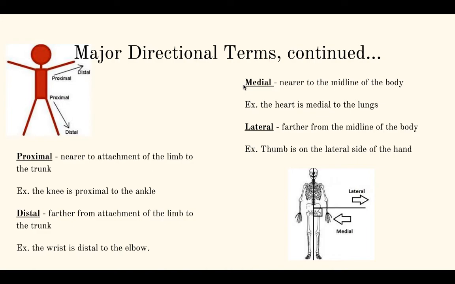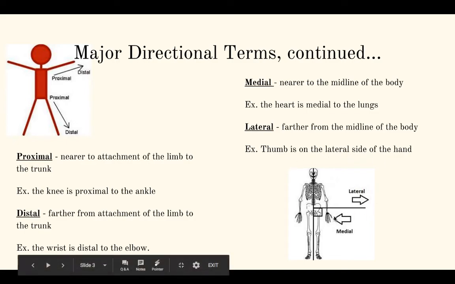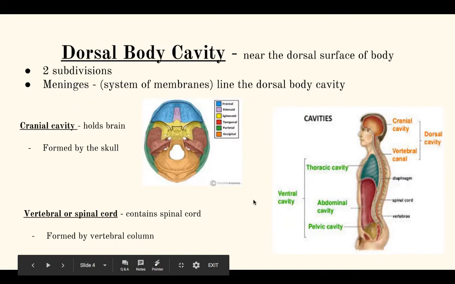Next word is medial. Medial, you can kind of figure out what that means. Medium, or in the middle, is nearer to the midline of the body. The heart is medial to the lungs. And the heart here would be underneath the rib cage, and it is closer to the center than what the lungs are. The lungs would be more toward the outside. And lateral is farther from the midline of the body, and your thumb is on the lateral side of your hand. So we see here that the thumb is outside here. It's on the outside of the hand.